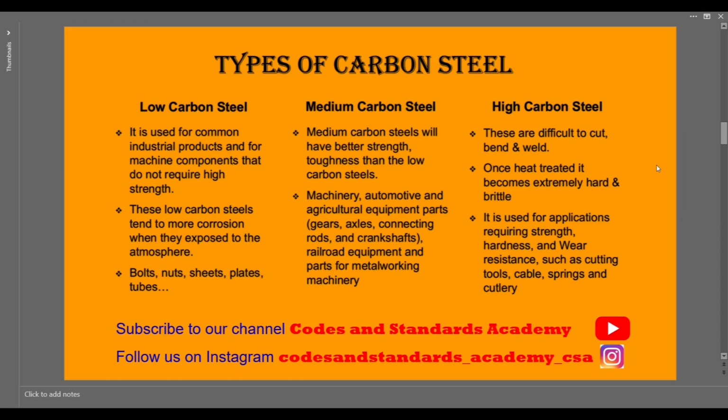And medium carbon steel. Medium carbon steels will have a better strength and toughness than a low carbon steel. Some of the products we can make using medium carbon steels are automotive components such as gears, axles, connecting rods, and we have railroad equipments.